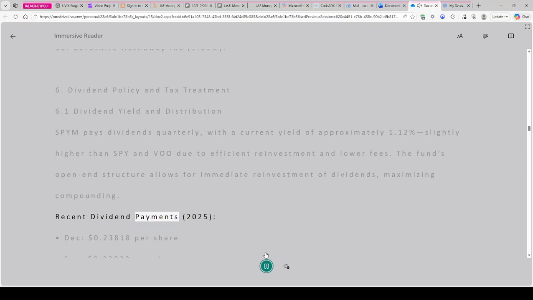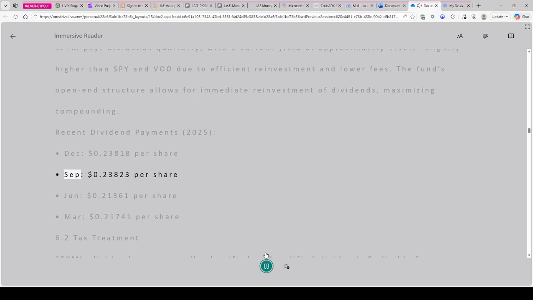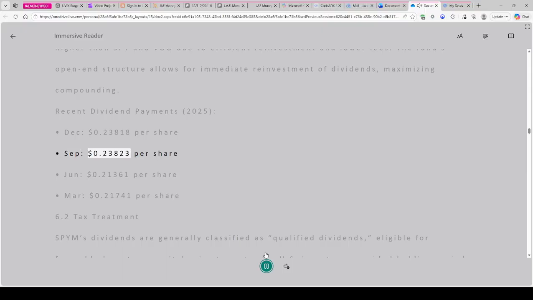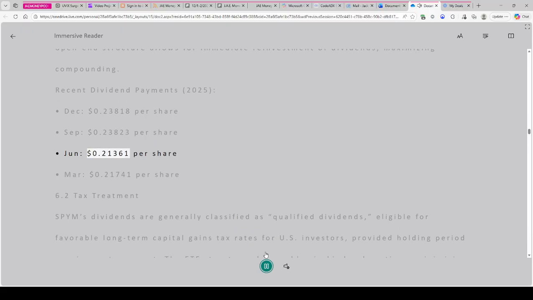Recent dividend payments, 2025. December, $0.23818 per share. September, $0.23823 per share. June, $0.21361 per share. March, $0.21741 per share. 6.2 Tax treatment.